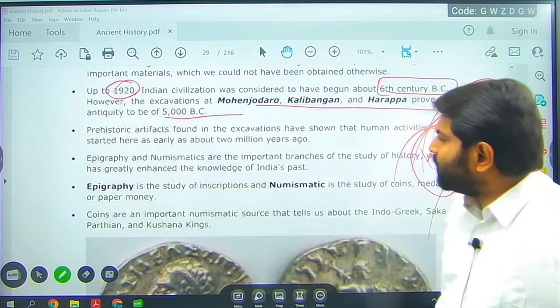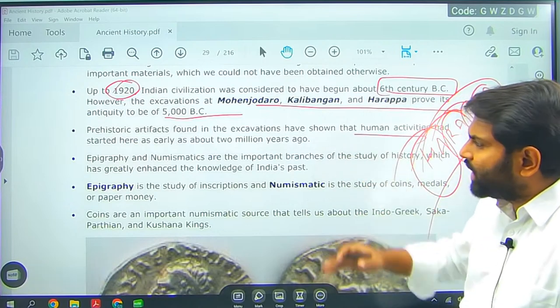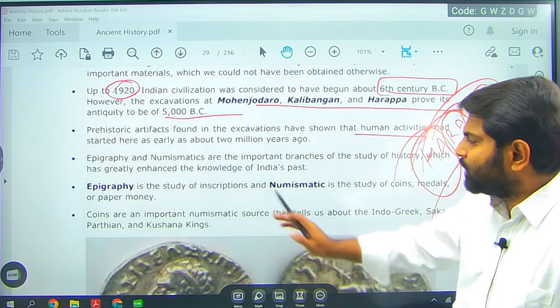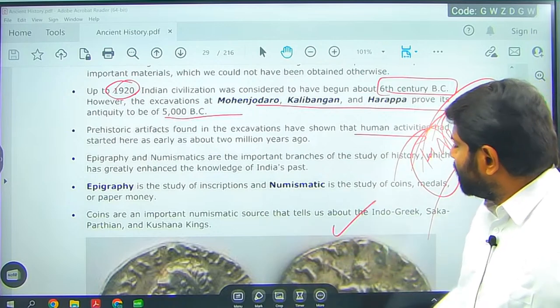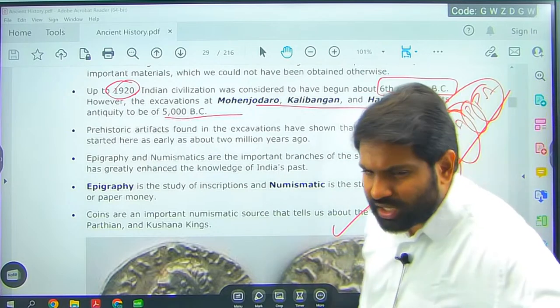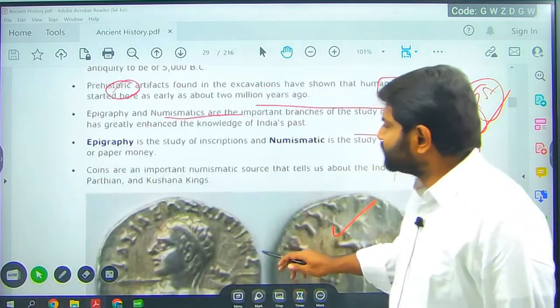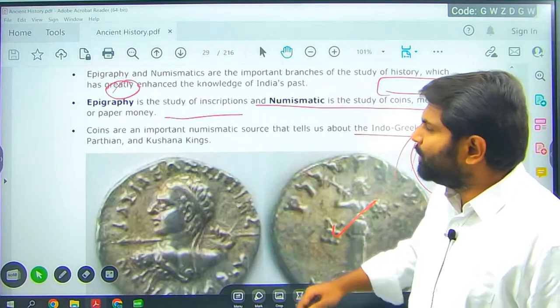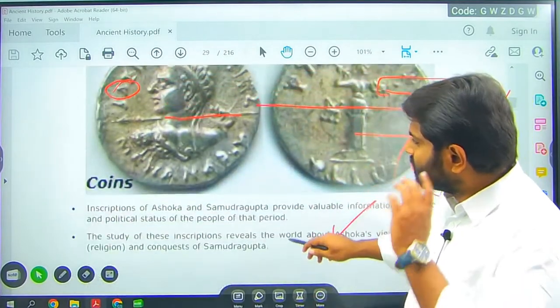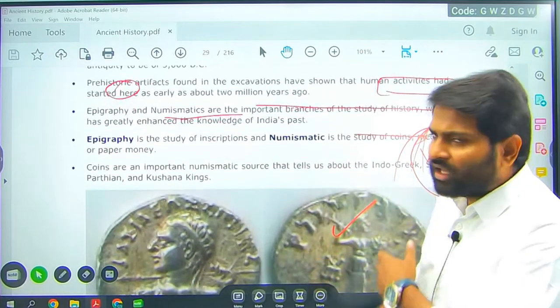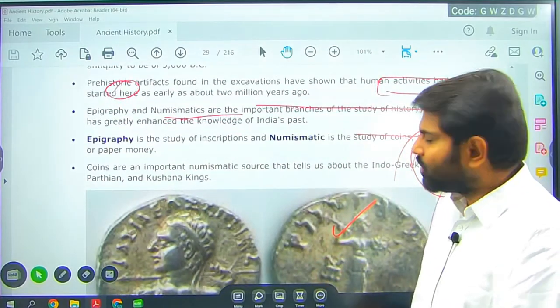Prehistoric artifacts are found in excavations, and we are still doing that. Epigraphy and numismatics are other important sources. Coins are an important numismatic source that tells about the Indo-Greek, Saka, Parthian, Kushana and Satavahana history. Numismatics means the study of coins. Epigraphy is the study of inscriptions. So these are the coins. Different coins were available, and in archaeology different inscriptions and different coins came out.